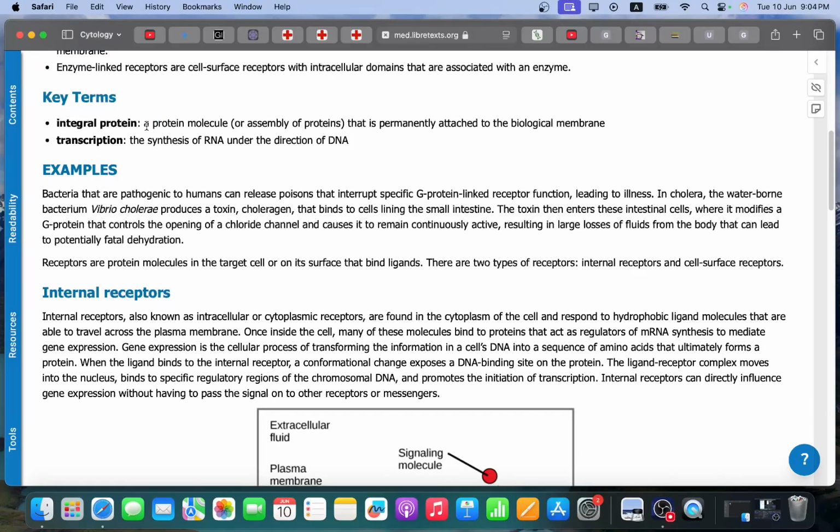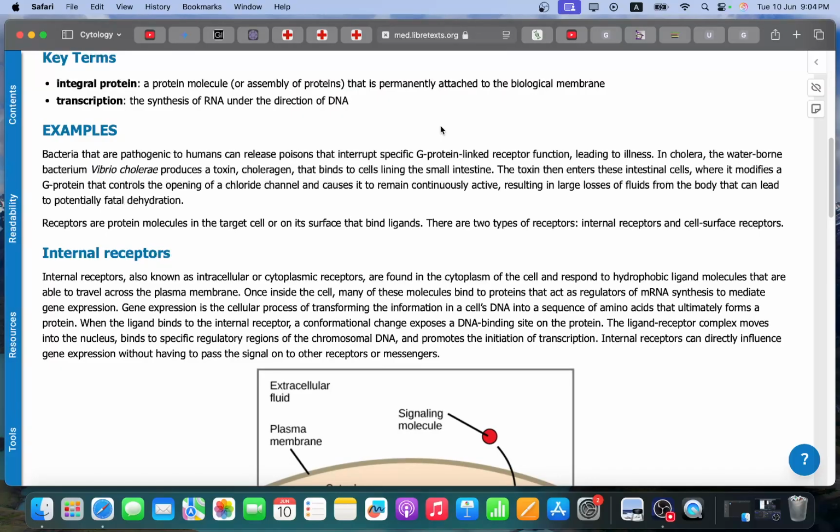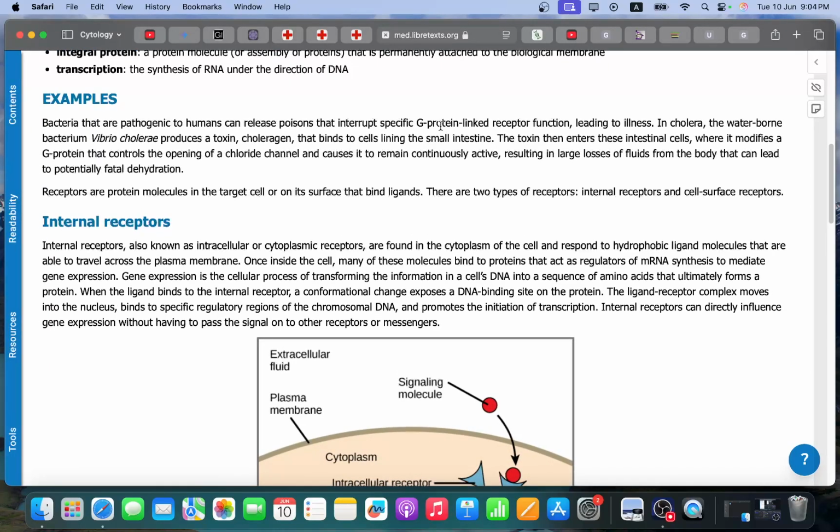Integral protein: a protein molecule or assembly of proteins that is permanently attached to a biological membrane. Transcription: the synthesis of RNA under the direction of DNA. Still failing to realize why this one was crucial.